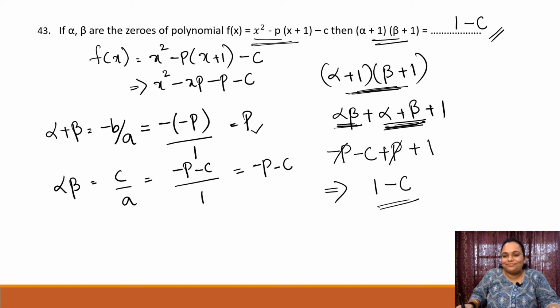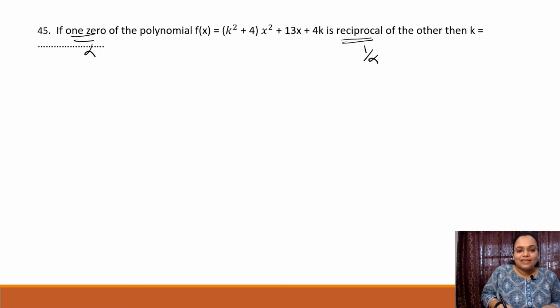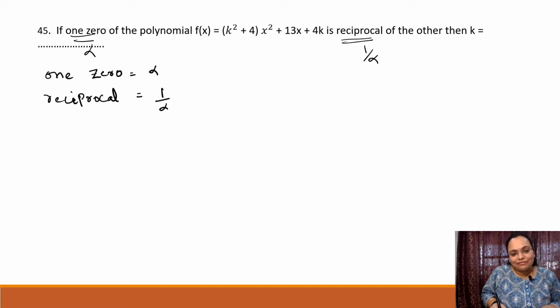Okay. If one zero of the given polynomial is the reciprocal of the other, then we need to find the value of k. So let us take one zero to be alpha. What will be the reciprocal of the other? That will be 1 by alpha. Yes. So now let us take one zero to be alpha. What will the reciprocal be? Reciprocal will be 1 by alpha.